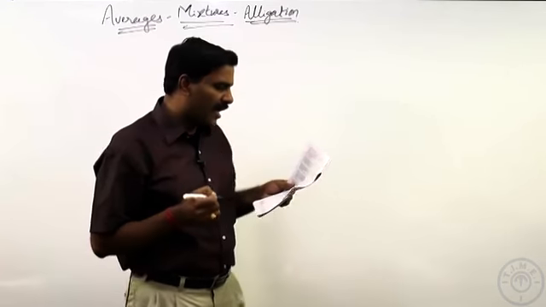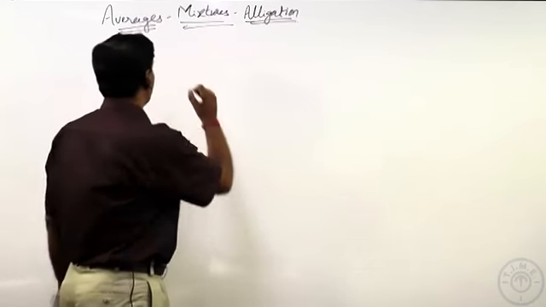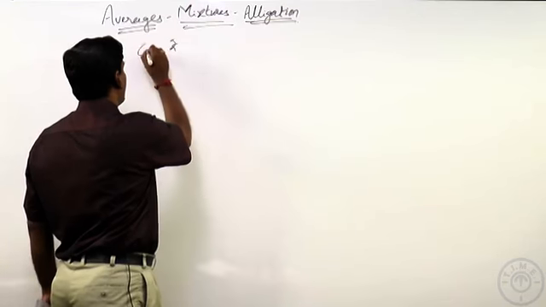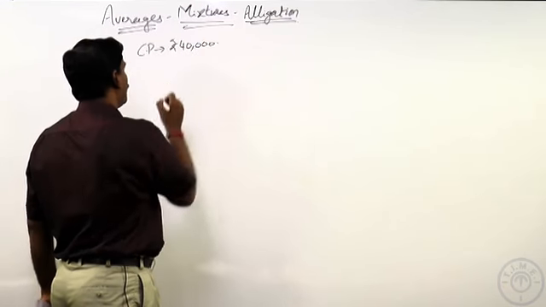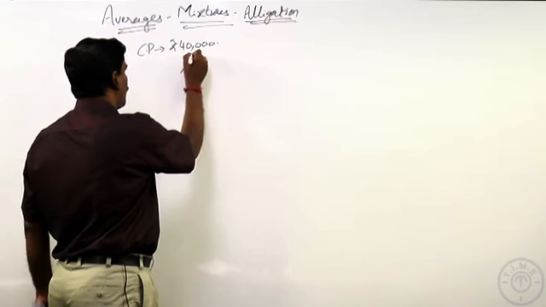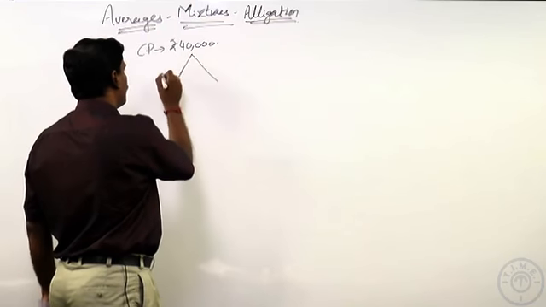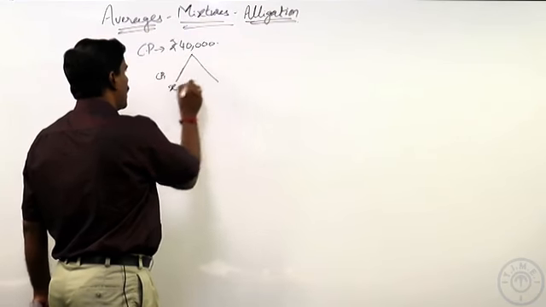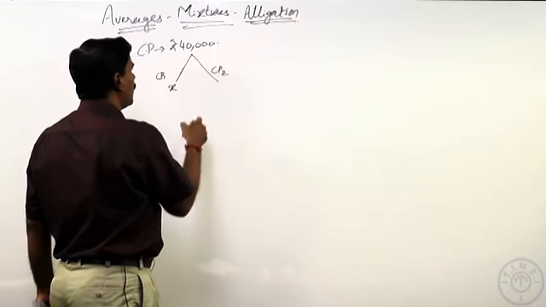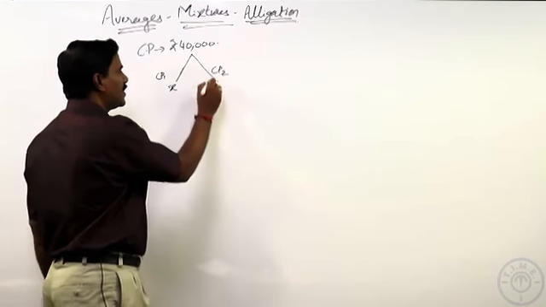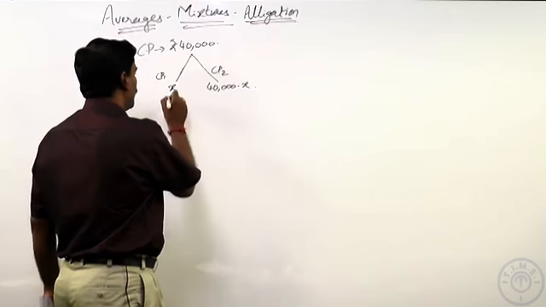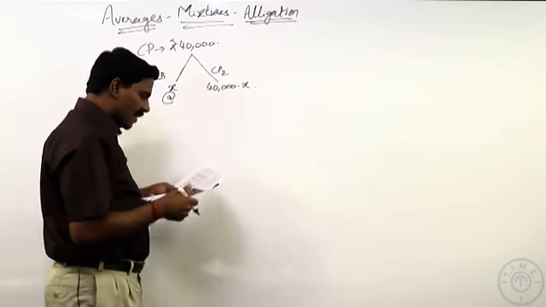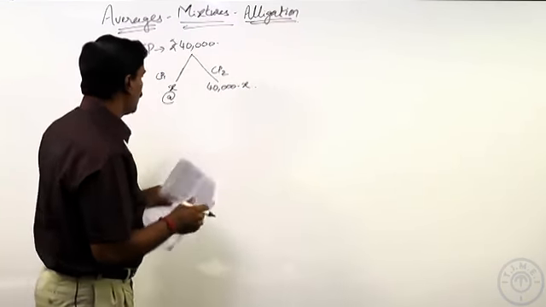What is the total price of the articles that we are having? 40,000 rupees, right? Total CP is 40,000 rupees for the 2 articles. Let us assume the cost price of the first article is some x rupees, and the cost price of the second article in that case will become the balance only, which is nothing but 40,000 minus x, we can say.